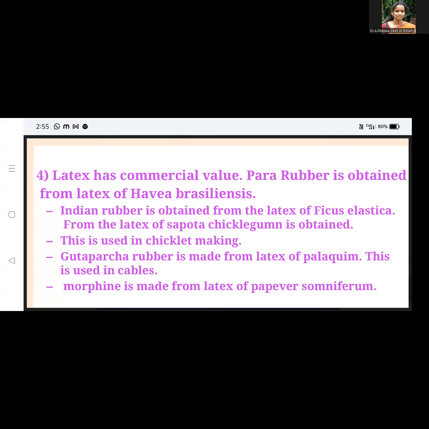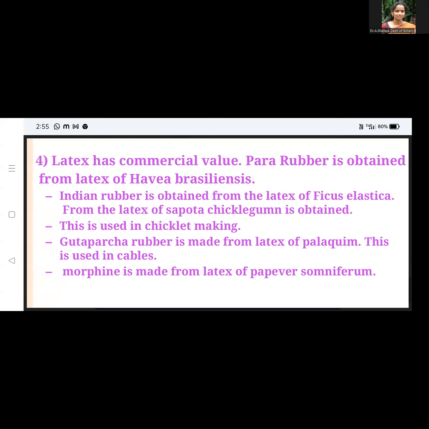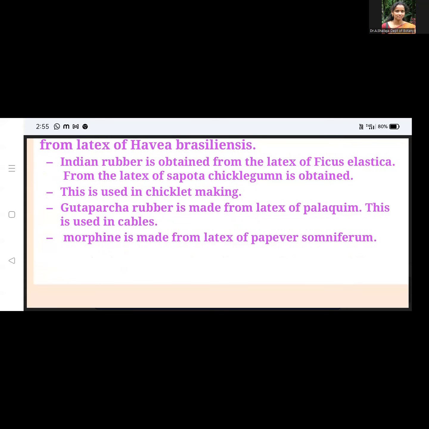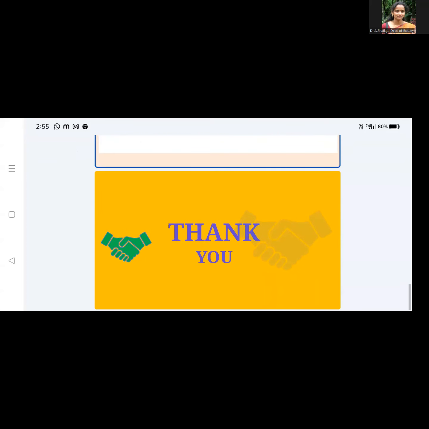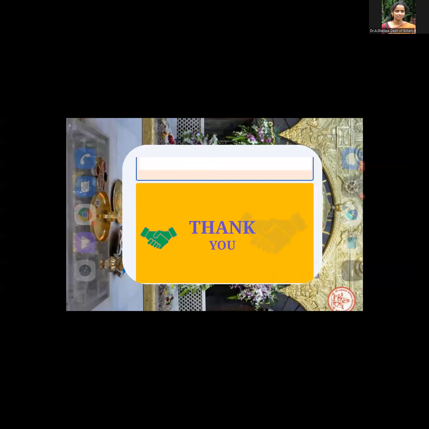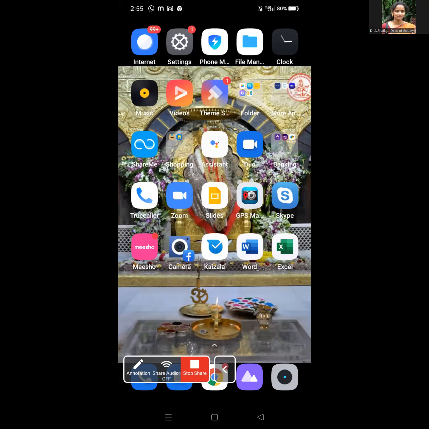Gutta-percha rubber is made from the latex of Palaquium. This is used in cables. Morphine is made from Papaver somniferum. This is the economic importance. Morphine is an alkaloid derived from Papaver.